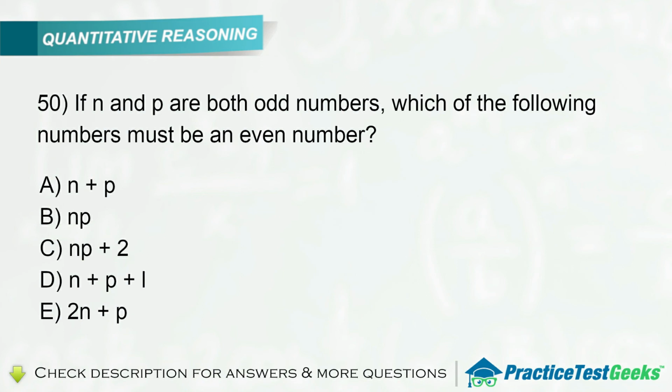Question 50. If n and p are both odd numbers, which of the following numbers must be an even number? A. N plus p. B. NP. C. NP plus 2. D. N plus p plus 1. E. 2n plus p.